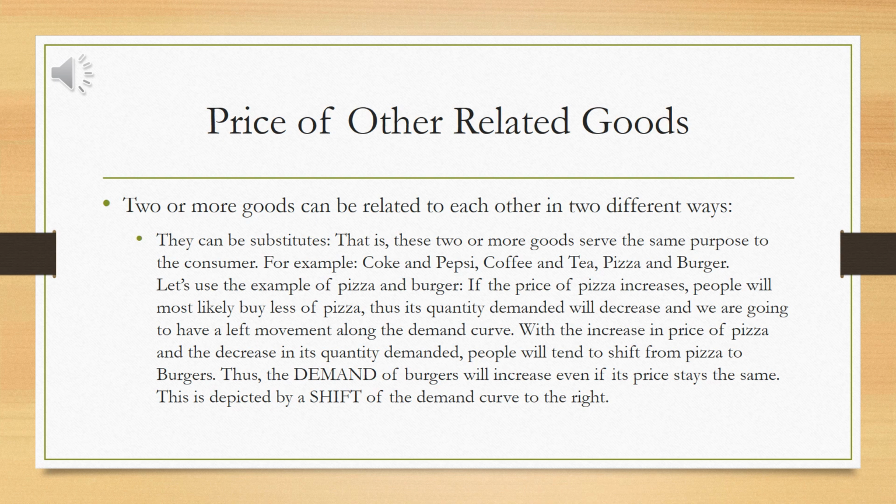With the increase in the price of pizza and the decrease in its quantity demanded, people will tend to shift from pizza to burgers. Thus, the demand of burgers will increase even if its price stays the same. This is depicted by a shift of the demand curve to the right.